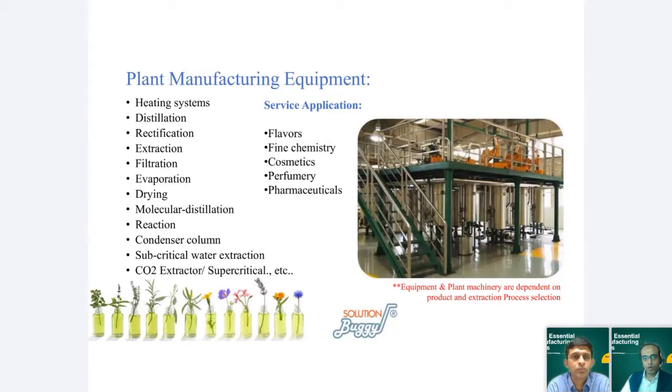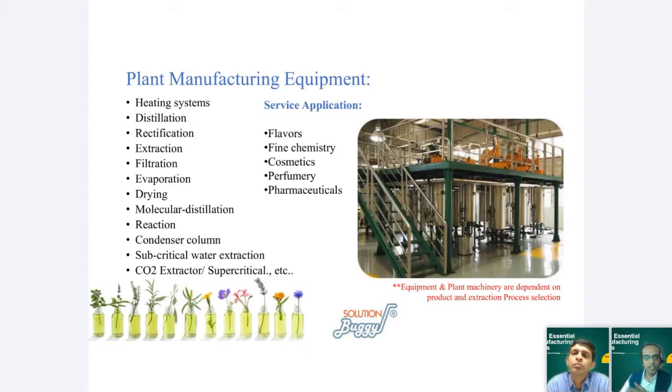So what are the manufacturing plant and equipment needed to manufacture these essential oils? What are their sizes? I'll continue this within the next slides. First of all, some of the oils need heating. So a heating system is required, such as a boiler or TF heater, a thermic fluid heater, that can be used.